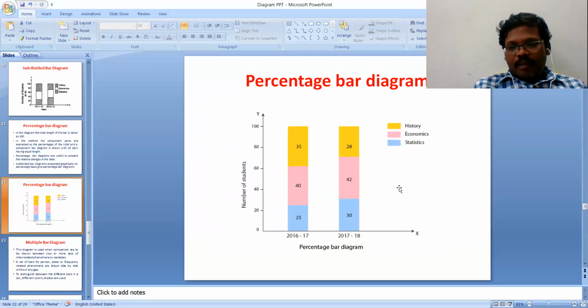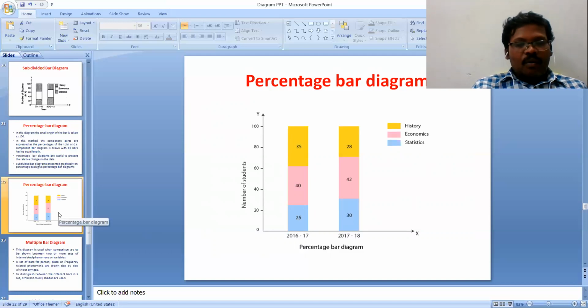Here particularly we can also take into consideration that the highest increase in student enrollment was in statistics. It increased by 5% in statistics, but in economics it increased by only 2%.